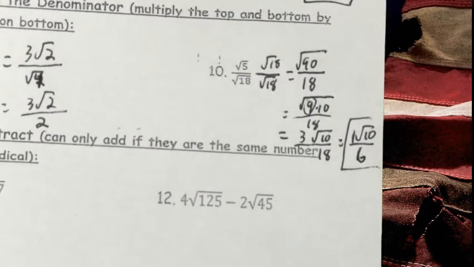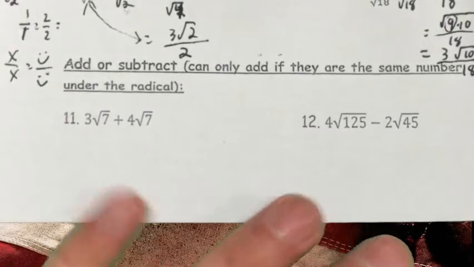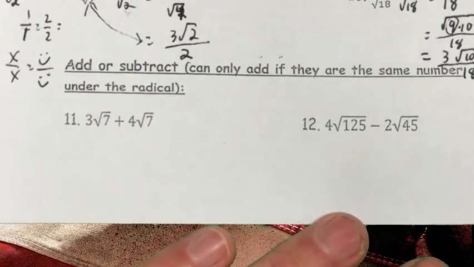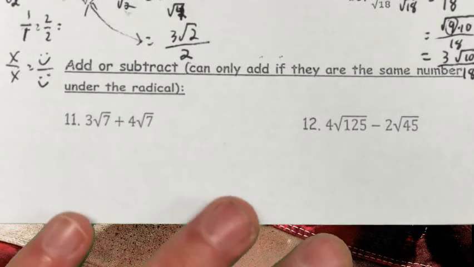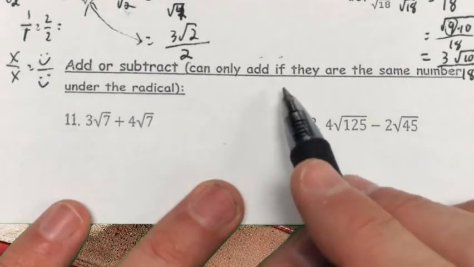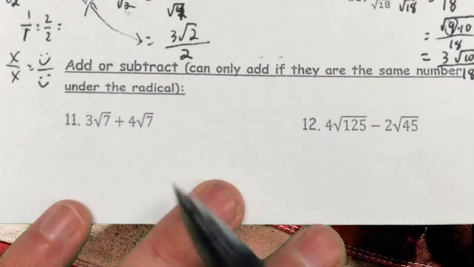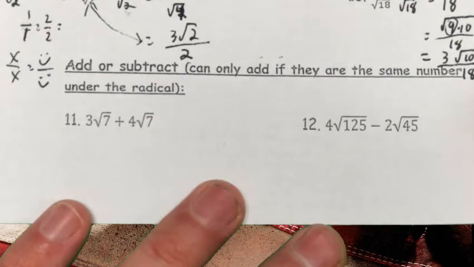All right, 2 more. I know this has been a lot. Just 2 more. Add or subtract. Now the first thing you got to know is you can only add or subtract if they have the same number under the radical. If the radicands are the same, you can add them together.